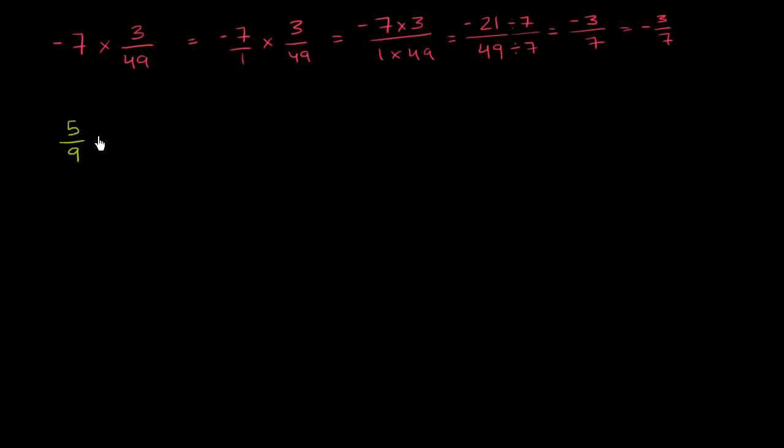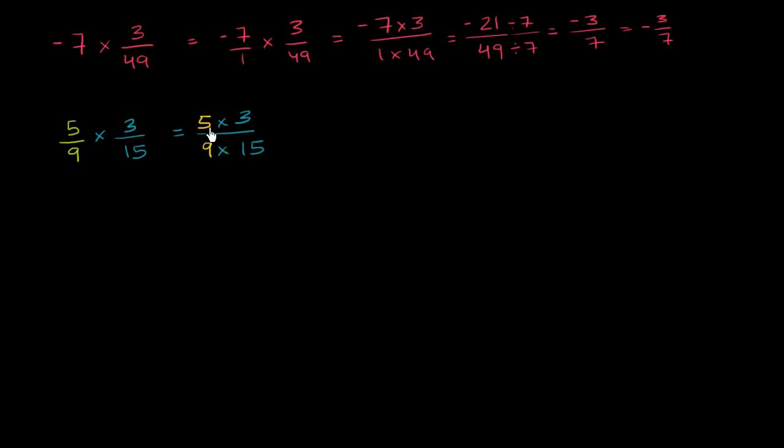Let's do another one. Let's take 5 ninths times, I'll switch colors more in this one. That was a little monotonous going all red there. 5 ninths times 3 over 15. So this is going to be equal to, we multiply the numerators, so it's going to be 5 times 3 in the numerator, and the denominator is going to be 9 times 15.